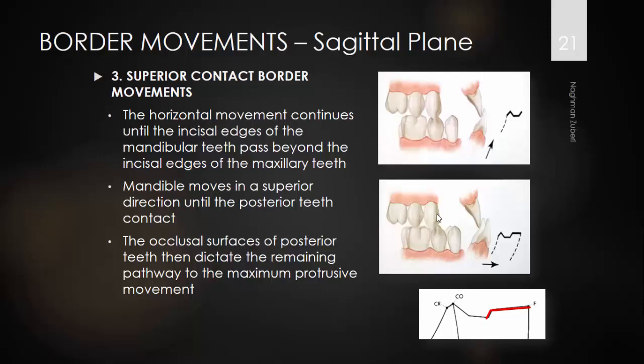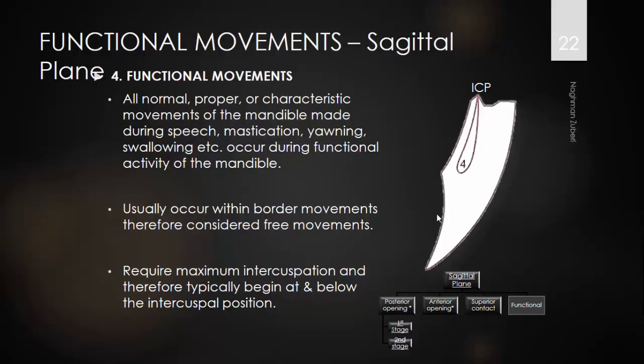Then comes functional movement, the fourth one. All normal, proper or characteristic movements of the mandible made during speech, mastication, yawning, swallowing, etc., occur during functional activity of the mandible. Usually they occur within border movements, therefore considered free movements. Require maximum intercuspation and therefore typically begin at and below the intercuspal position.